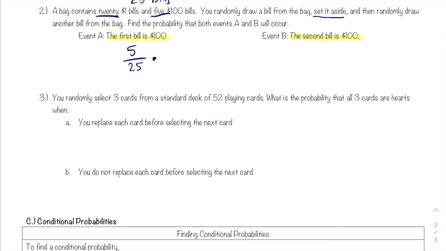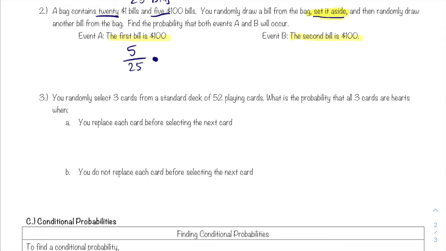So we're going to take that and we're going to multiply. Now what happened here, though, is that we set this aside. We did not put it back. So there is not only one less $100 bill, but there's one less bill in general. So now I don't have 5 $100 bills, I have 4 $100 bills. And I don't have 25 bills, I now have 24 bills. So this is that conditional probability that you have to take into account when you're dealing with dependent events.